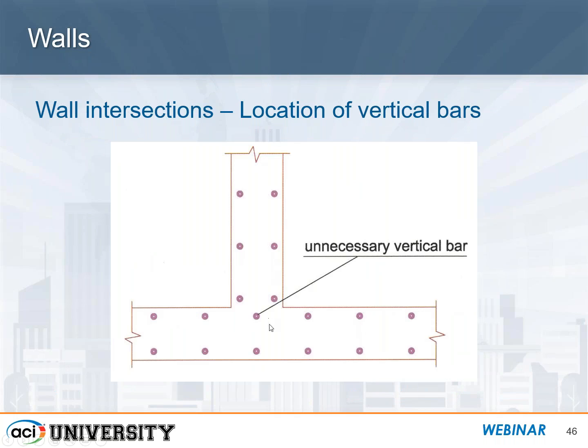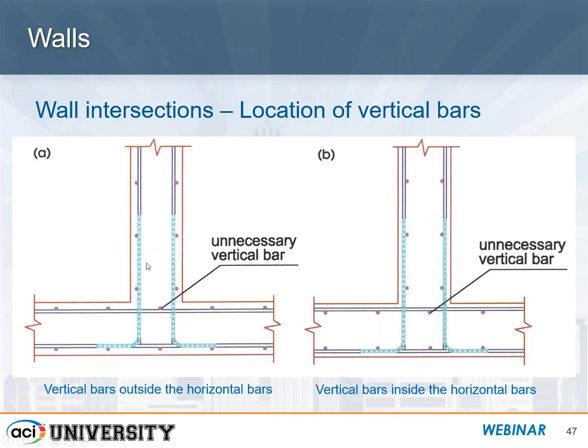Now let's look at something for a T intersection. And again, looking at the vertical bars, you can see right away that this bar isn't doing anything for us. We could take it out. It's on the interior of this intersection. It's really not providing much of any strength.